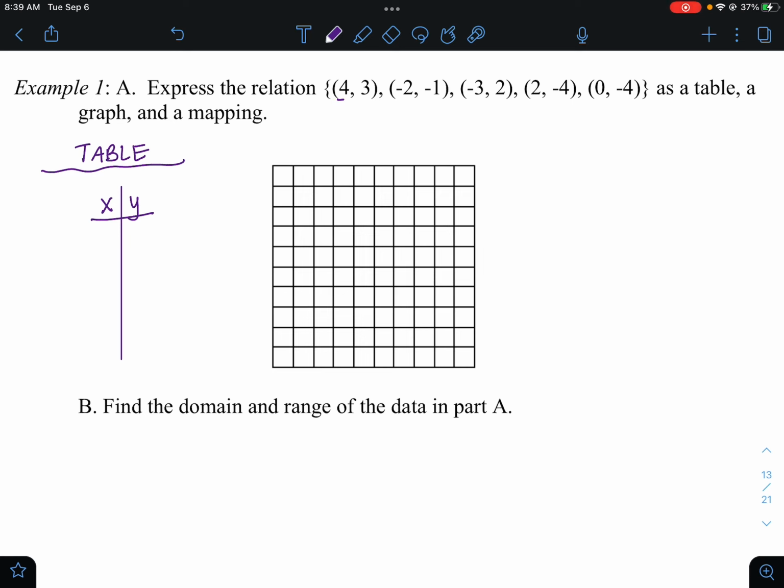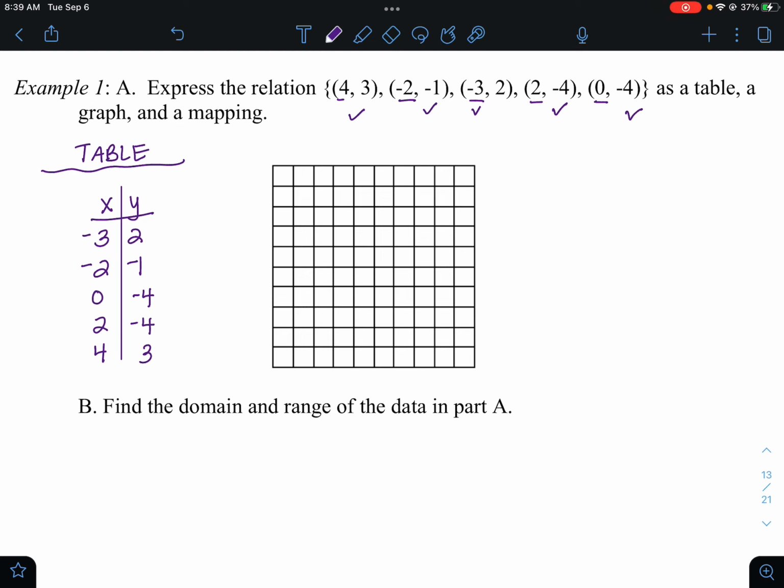So I'm going to take every X value, and what I like to do is put them in numerical order. So I'm going to do least to greatest. So -3 comes first. Took care of that one. And then I'm going to write its coordinating y value. That way I don't get them mixed up. And then -2, -1. Took care of that one. 0, -4 would be next. 2, -4. And then finally +4, 3.